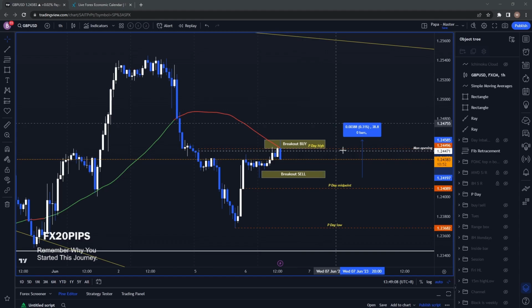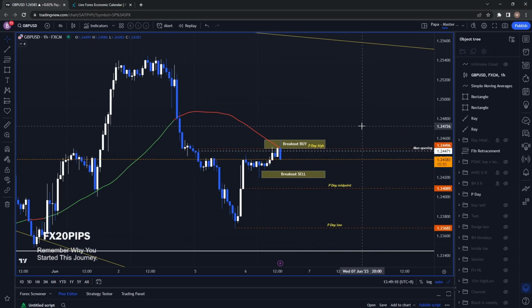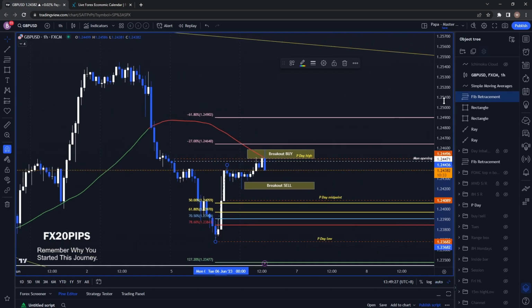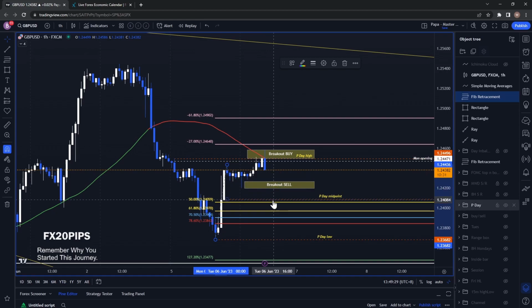Okay, let's remove this one. So what else can we do here? Can we draw another fib in this angle? Let's see. Let's put one here, one here. All right. So you might come down here or here. I don't know. Let's just wait and see.